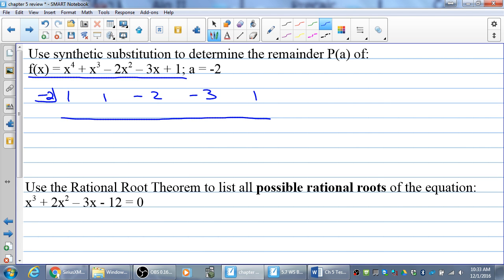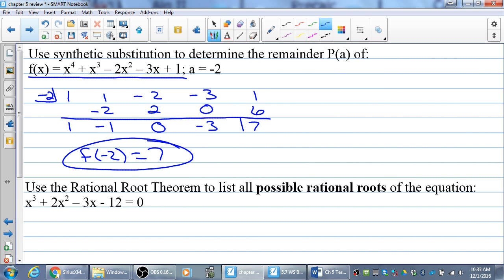We have the powers 4, 3, 2, 1, 0. We have all of them. 1, negative 2, negative 1, 2, 0, 0, negative 3, 6, 7. Now we're used to seeing a 0 as a remainder because we want zeros, but we don't need a 0 here. What we're saying is f of negative 2 is equal to 7. If I plug negative 2 into that function, you would get 7. Kind of an interesting little theorem.